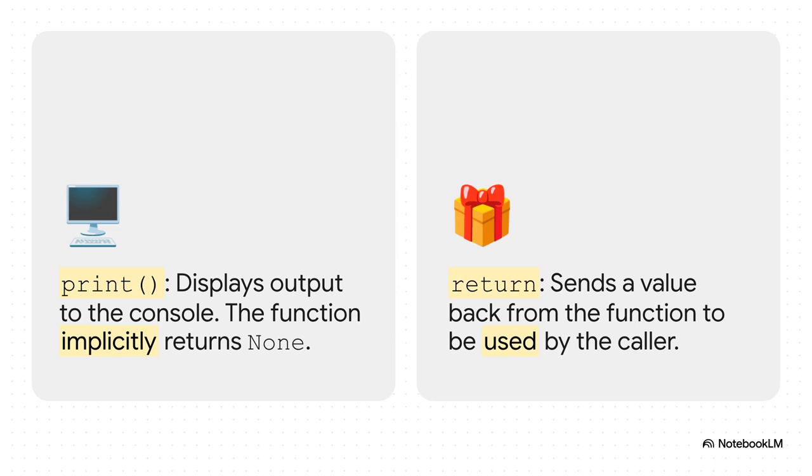A common mistake when you're leveling up your skills is confusing print with return. Think of it this way. Print just displays a value on the screen. It's like shouting something out. But return is what actually sends a value back from the function, so it can be used somewhere else. If your function doesn't have a return, it just implicitly returns None.